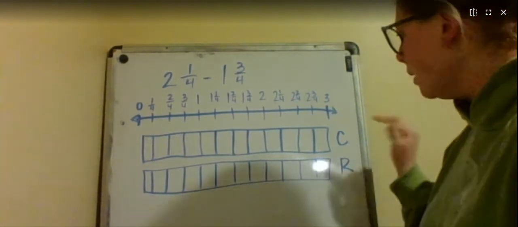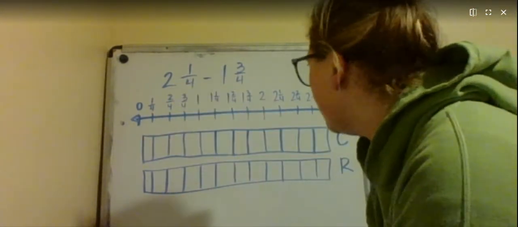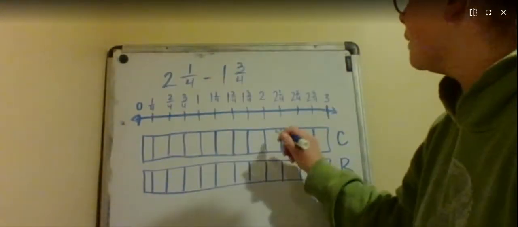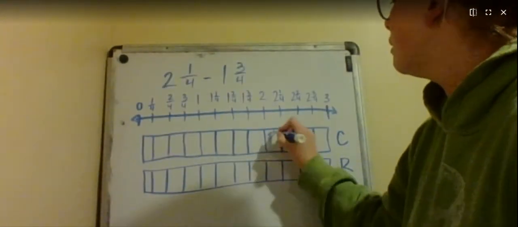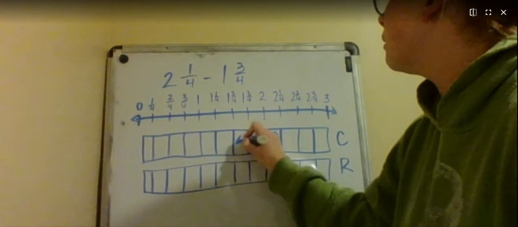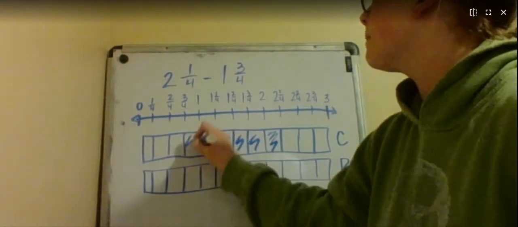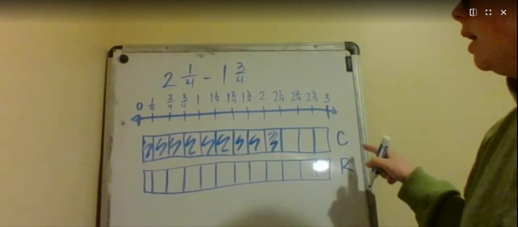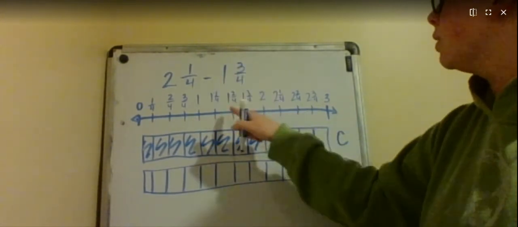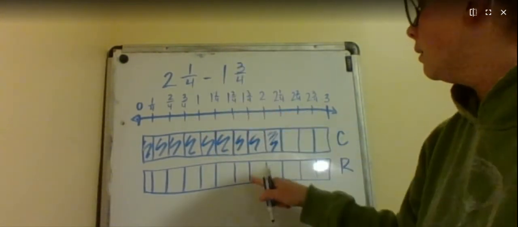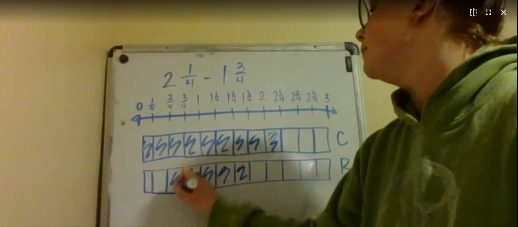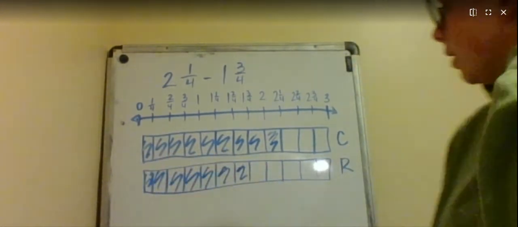Okay. So Chandler, he did 2 1/4 hours. So I'm going to shade. So that's how much Chandler did. And then Ramon did 1 3/4. So he did it to here. So I'm going to shade that much. When in doubt, draw it out.